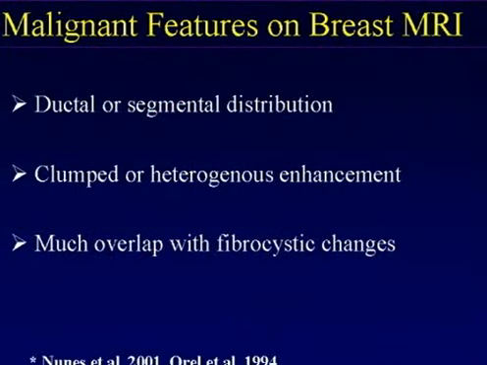And again, if you're looking at these malignant features, we know ductal and segmental distribution, very suspicious, but if you can add the clumped or heterogeneous enhancement, you really have increased your level of suspicion significantly. Unfortunately, there's lots of overlap with fibrocystic changes. I think the correlate is with some indeterminate calcification in the mammogram. You think it's probably fibrocystic changes, but you can't exclude DCIS and you're forced to biopsy those calcifications.